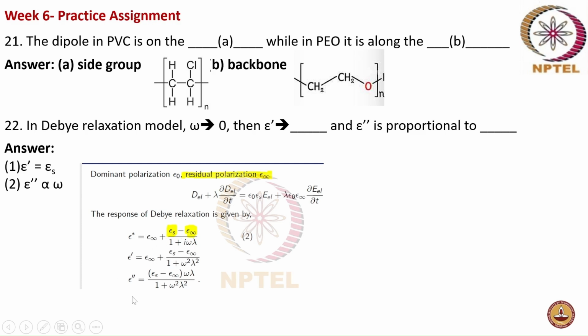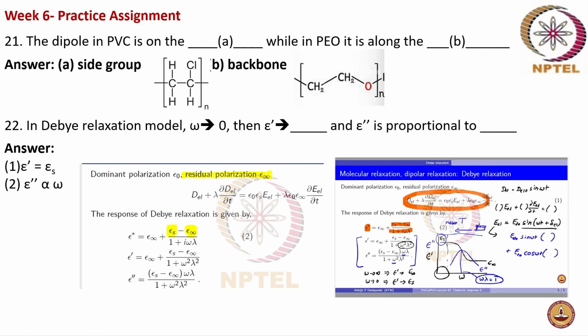And what happens in case of your epsilon double prime? When your omega tends to 0, again here in the denominator, omega square is already a very small value, so it's 0. So here again it goes off, so your dielectric loss is proportional to omega. Okay. So this is the explanation.